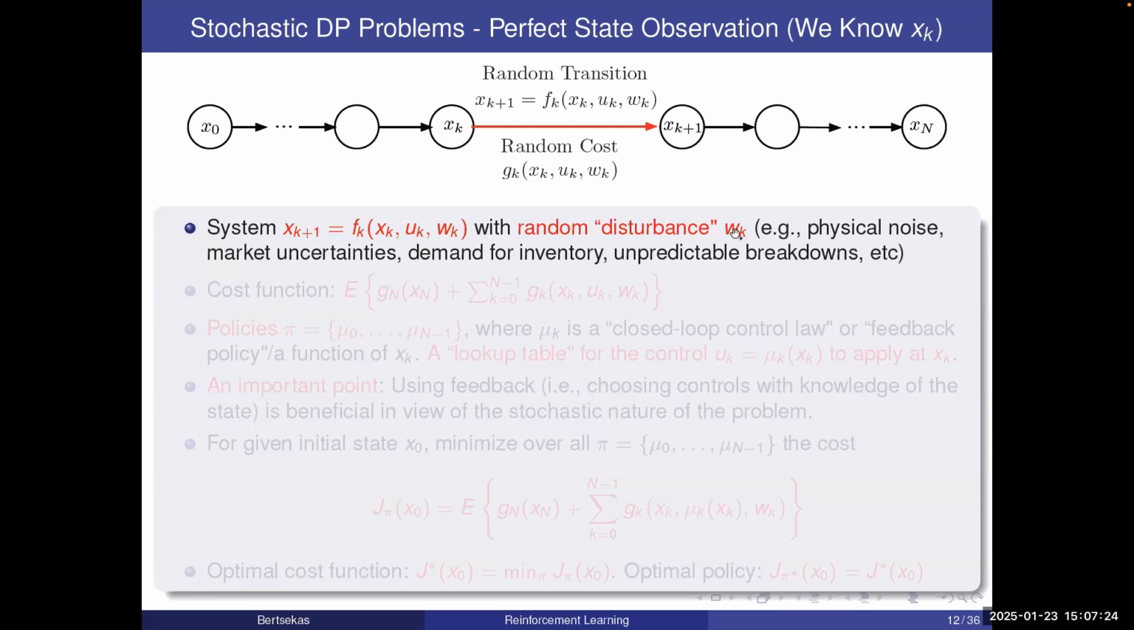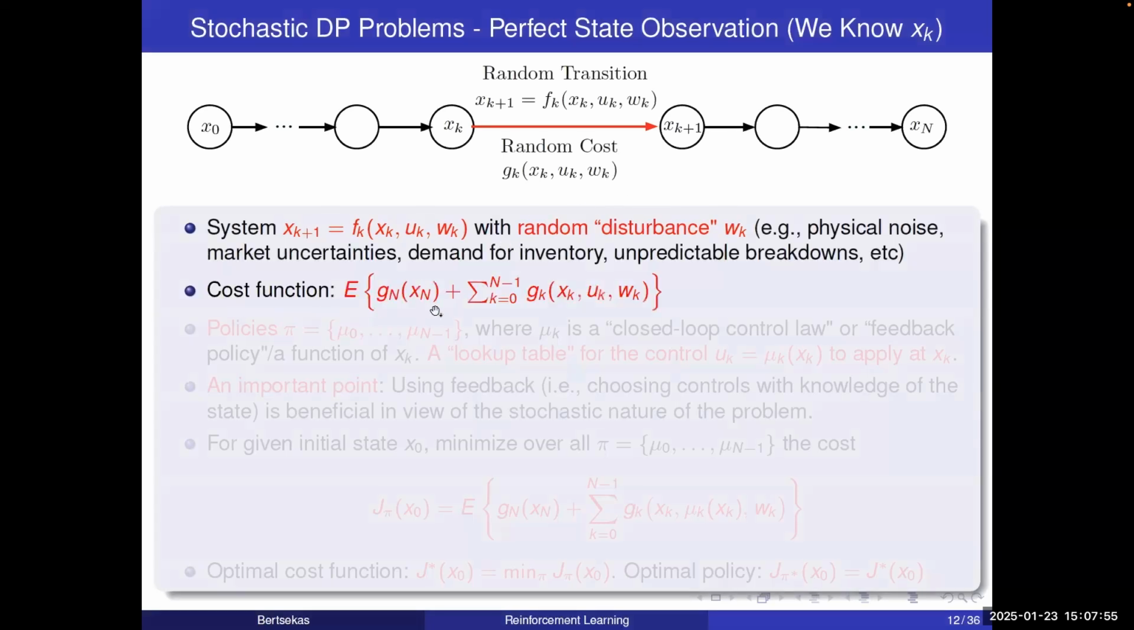Wk is random with the given probability distribution that depends on xk and uk. It could be, depending on the context, physical noise, market uncertainties in the context of an investment problem, demand for inventory in a supply chain problem. In a factory, you may have unpredictable breakdowns that affect the evolution of the state. So all of this can be represented by this W.